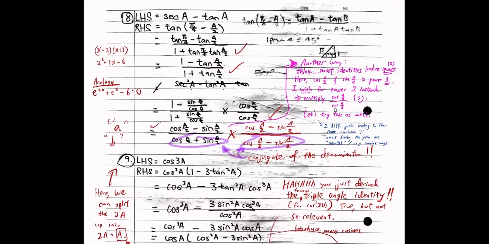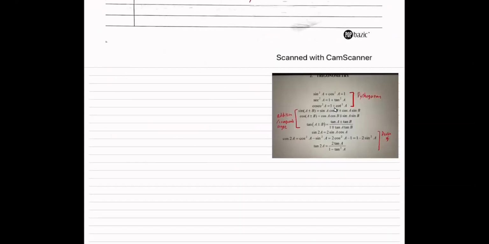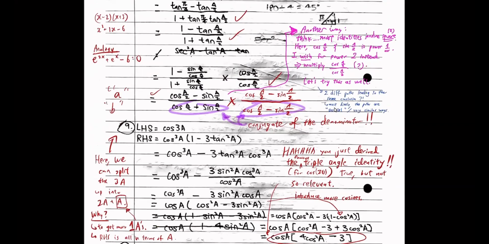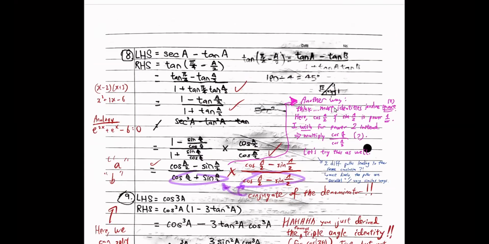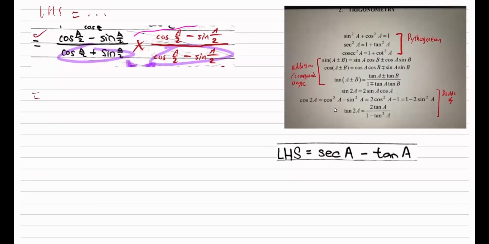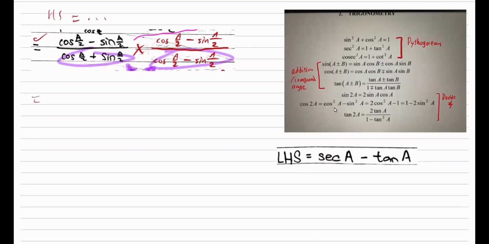You have cosine A over 2 minus sine A over 2. You're trying to eventually show that it will be equal to the RHS. Sorry, you're starting from the LHS. You want to show that eventually it will become secant A minus tangent A. Objective clear? You started with the right hand side, that's what you did so far. Question 8.